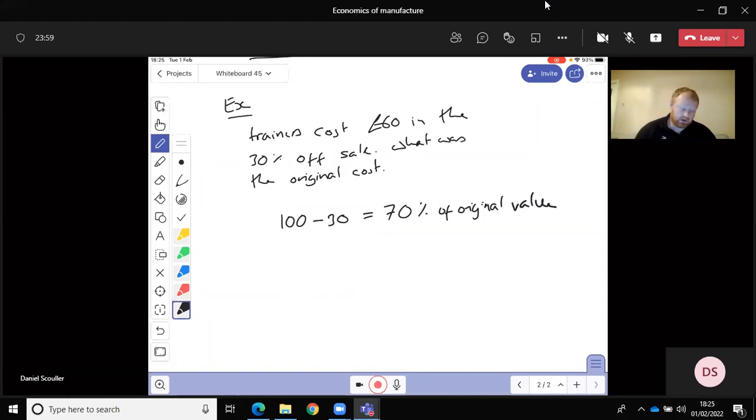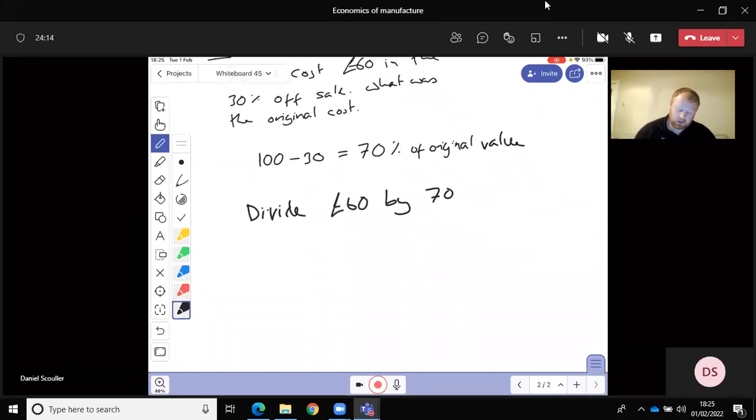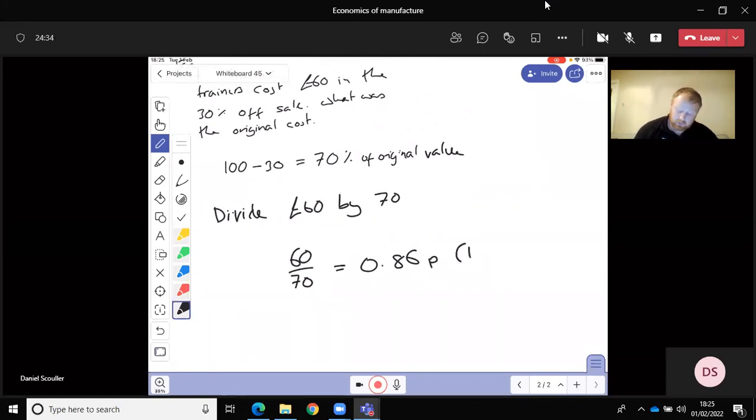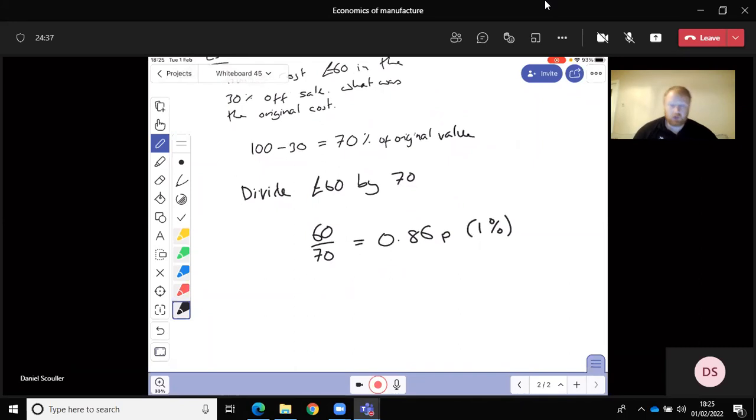So if we want to find 1%, we divide £60 by 70. So 60 divided by 70 equals 0.8, and I'm going to round it up. Okay, so 1%. The total value is 86 pence.